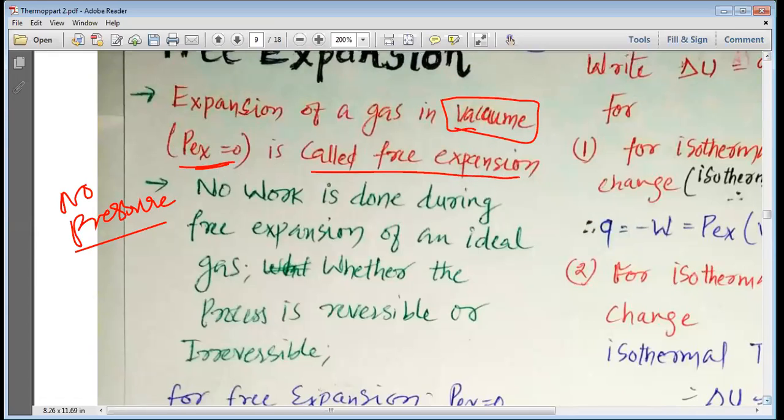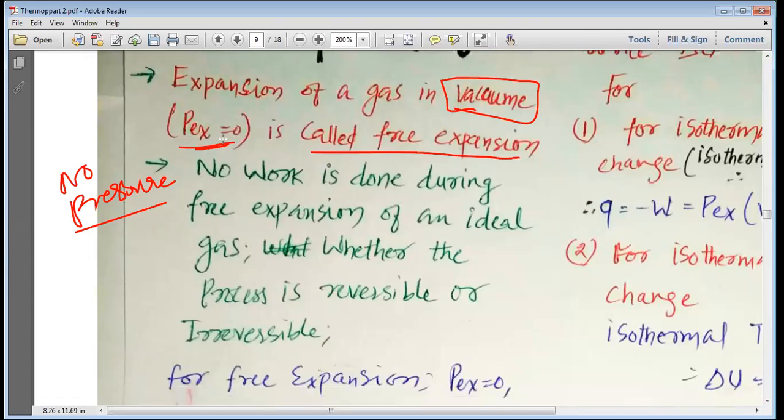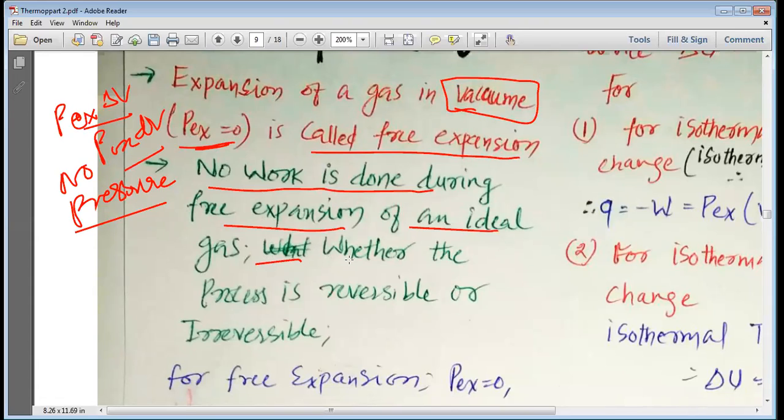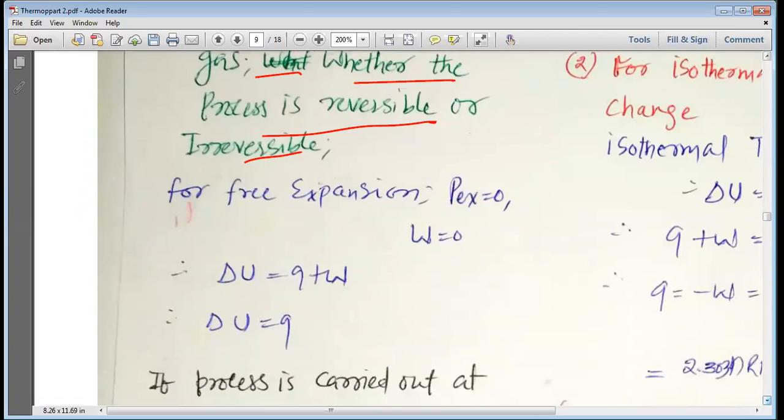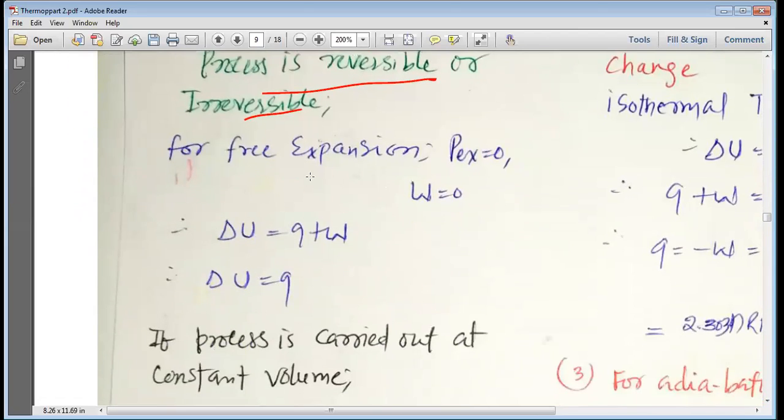Now my dear students, as P external is equal to 0, P external into delta V or P external into dV, both these terms are going to be 0. That means no work is done during the free expansion of an ideal gas. And thus whether the process is reversible or irreversible, in free expansion no work is done, and that is why we can say that in free expansion P external is equal to 0, that means W is equal to 0.